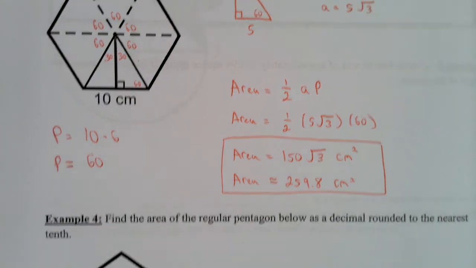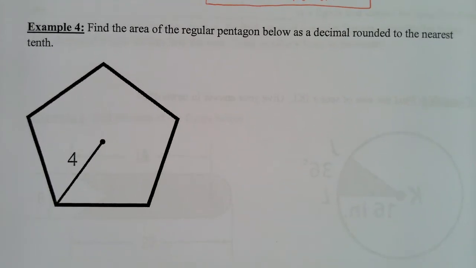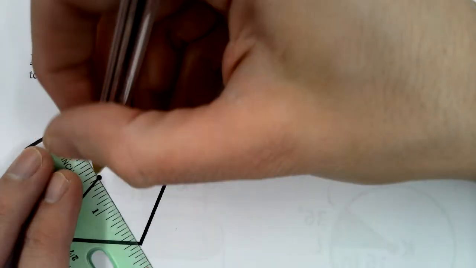Okay. Example 4. Find the area of the regular pentagon below as a decimal rounded to its nearest tenth. Okay. Now, keep in mind, we're going to use the same formula, 1/2 times the apothem times the perimeter, because it's a regular pentagon. Now, I'm going to draw in all the central angles because they're not drawn in. And by the way, that segment is not the apothem because it's not perpendicular to a side. Okay, so that's not the apothem, by the way. But let me draw in all the central angles first.